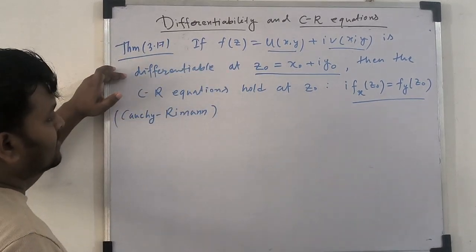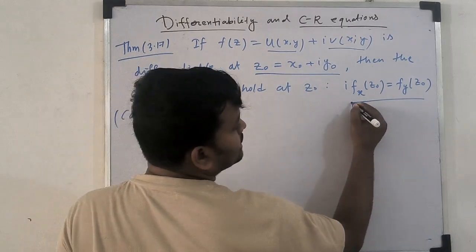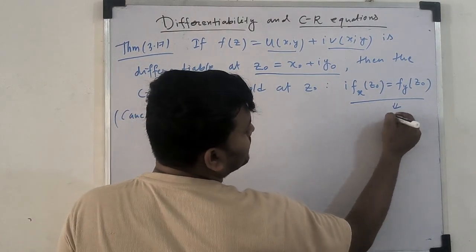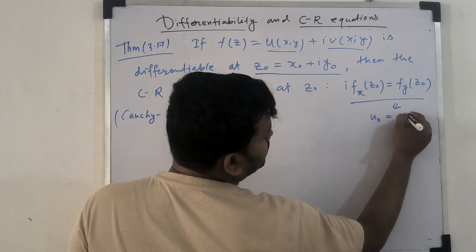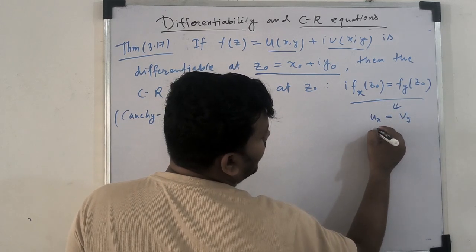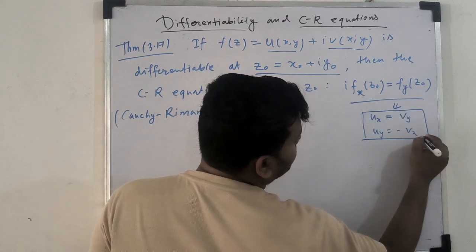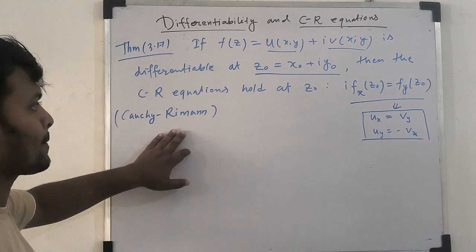Whenever f is differentiable, the CR equation holds at z0. So the CR equation is this. In general, from this we can get ux equal to vy and uy equal to minus vx. We will get this from this. So now we prove this theorem.